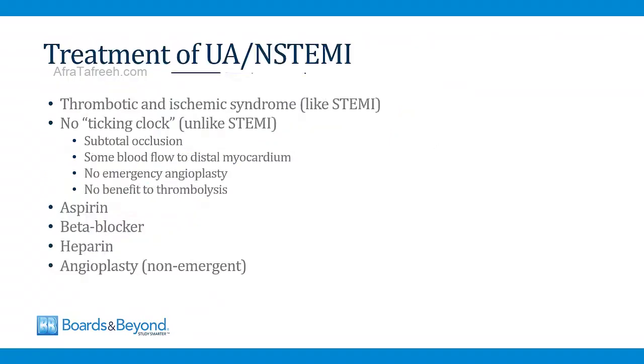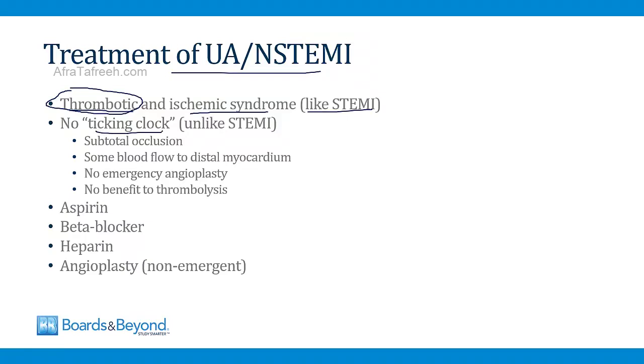Let's talk about the treatment of unstable angina and NSTEMI. This is a thrombotic problem as well as an ischemic problem, just like STEMI, which we'll talk about in another video. So because there's a thrombus, we are going to use anticoagulants in treating unstable angina and NSTEMI, and that's different from the treatment of stable angina. Unlike STEMI, however, there's no ticking clock.